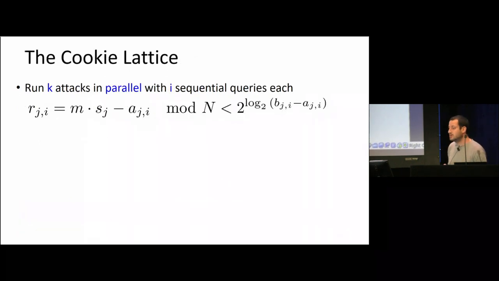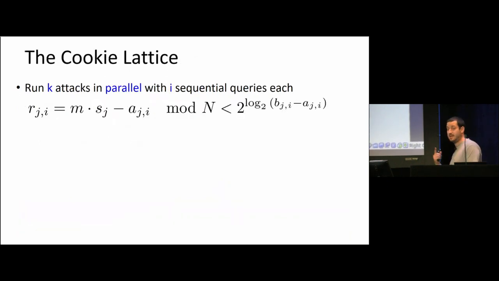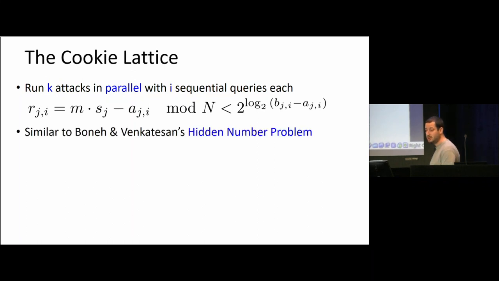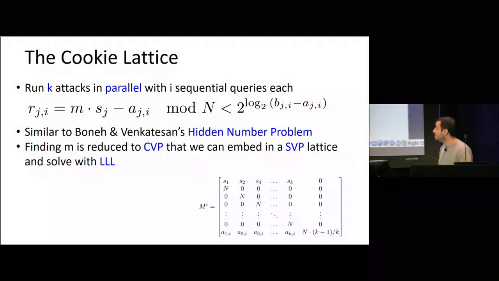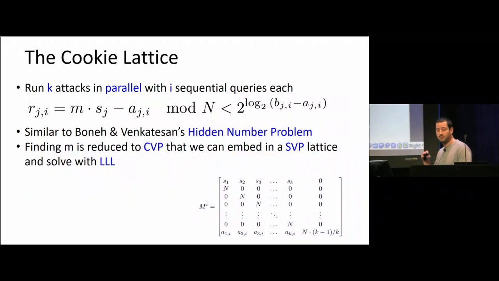But now we're going to assume that we can run this attack in parallel over multiple servers. So we get multiple such equations. And now we can see that this is relatively similar to the well-known hidden number problem, which was mostly used for breaking discrete log-based cryptography. It basically means that we can reduce this problem of finding the plaintext M to the closest vector problem in the lattice. And here we're talking about a very small lattice. It's very easy to embed it and solve it using the LLL algorithm.